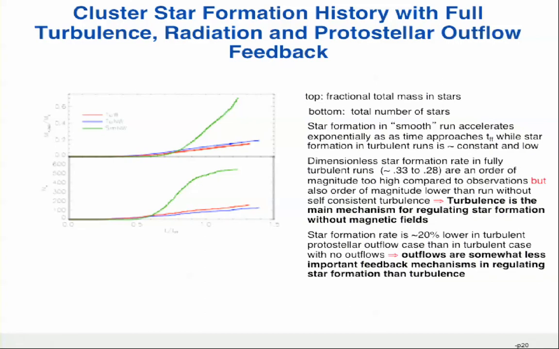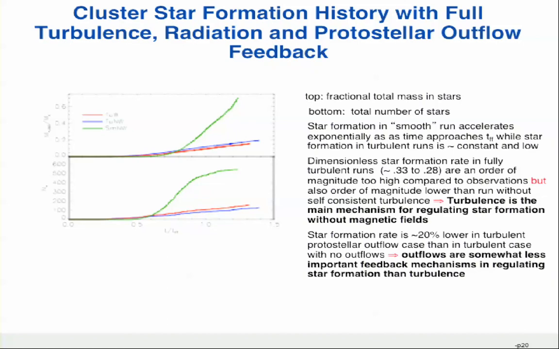Here I'm showing the fractional total mass in stars as a function of freefall time. The star formation in the so-called smooth turbulent run without outflows undergoes an exponential increase as time approaches asymptotically a freefall time, while the star formation in turbulent runs that are fully self-consistent turbulence and with outflows, that's the red line, drops dramatically in the acceleration of star formation.